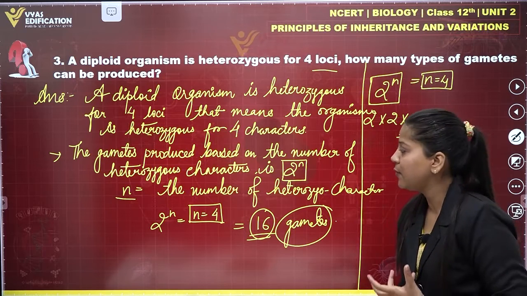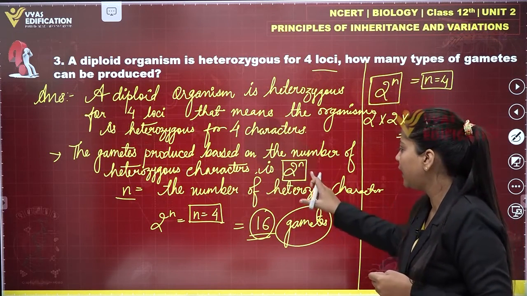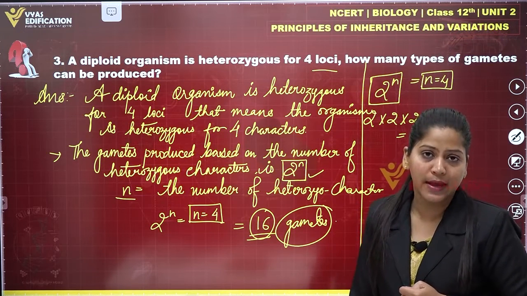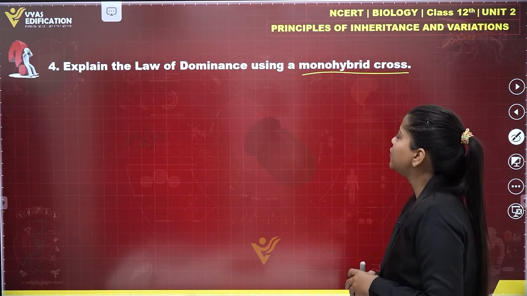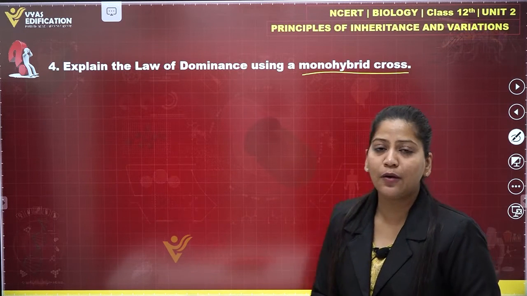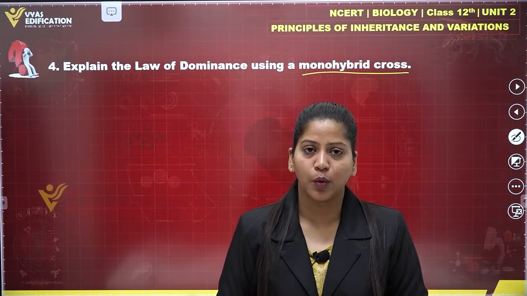You can find the types of gametes produced by an organism by this formula, that is 2 raised to the power n. Now let's talk about question number 4. Explain the law of dominance using monohybrid cross. So we have to explain the law of dominance with the help of a monohybrid cross.